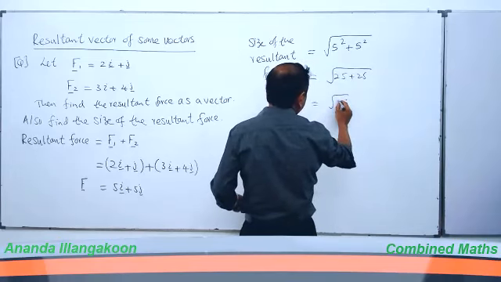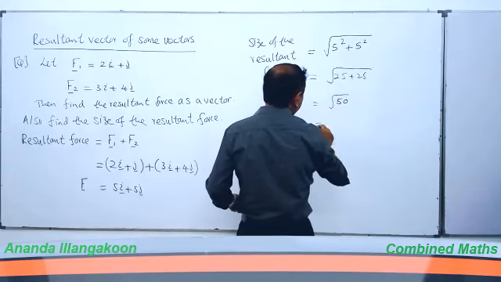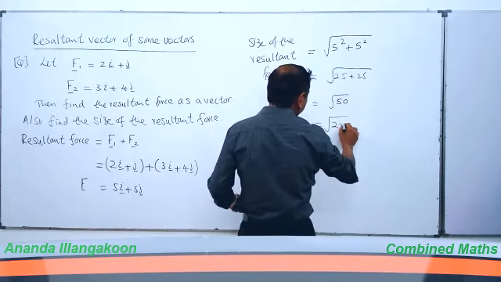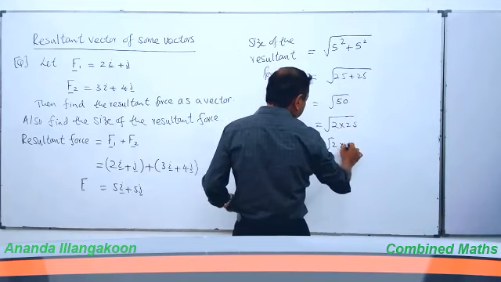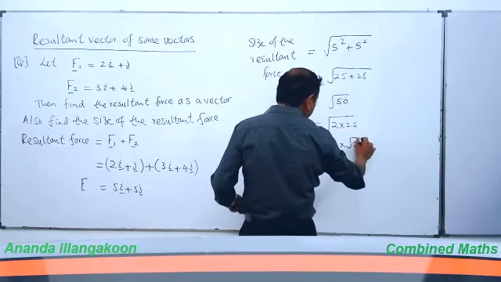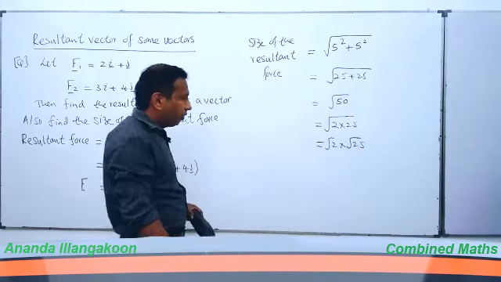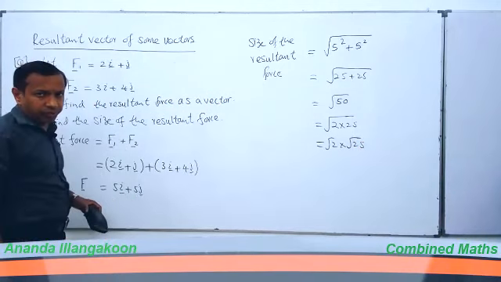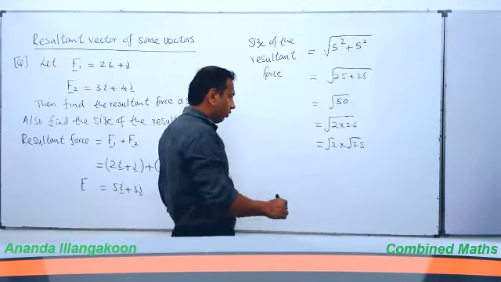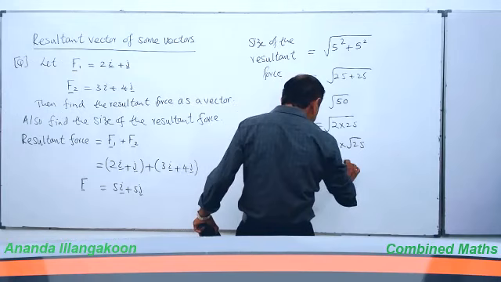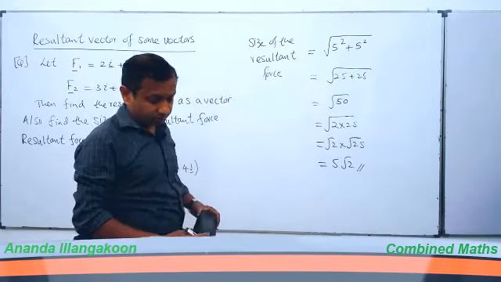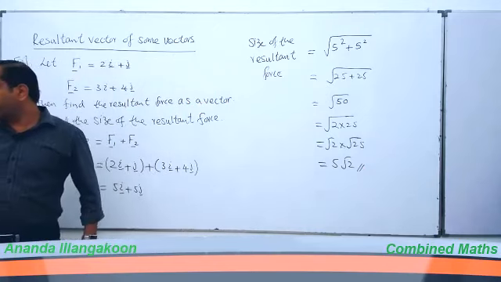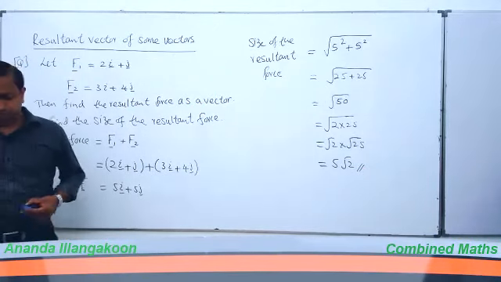Then you can write 50 as 2 into 25. You can take the root of 2 and the root of 25. But the root of 25 is 5, no? Then we get the answer as 5 root 2. This is the exact size of the resultant force, right?